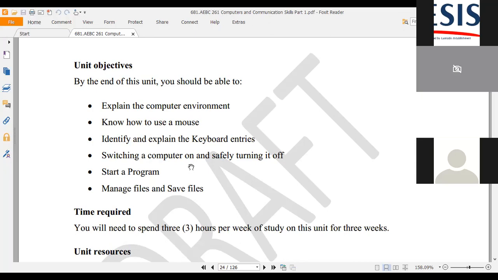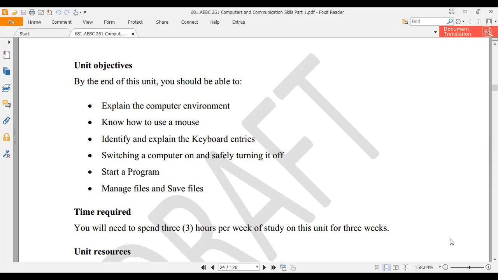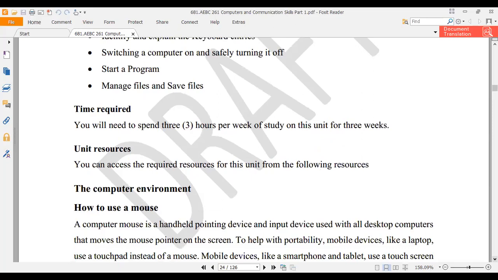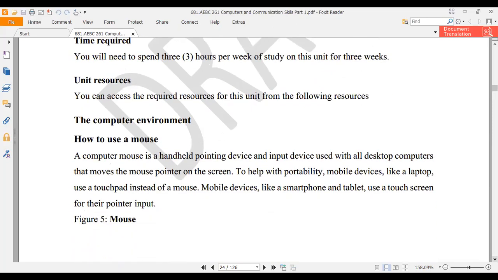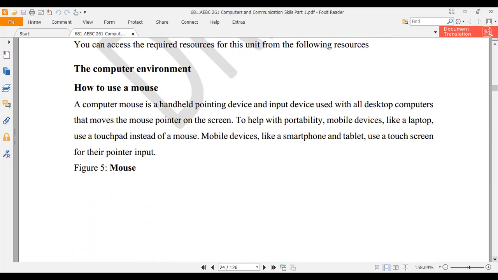And basically also, within the unit, we're going to understand how to manage files and save files. File management is quite cardinal in an organization. So we need to know how to organize files in a computer system electronically. How do we organize them? And how are they going to help us in our day-to-day activity? By virtue of doing that, how is that data going to help us?